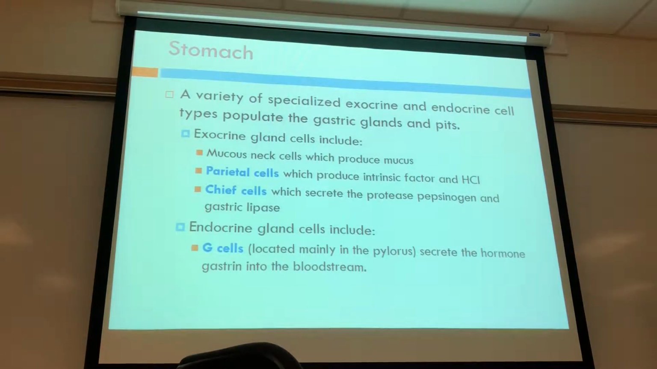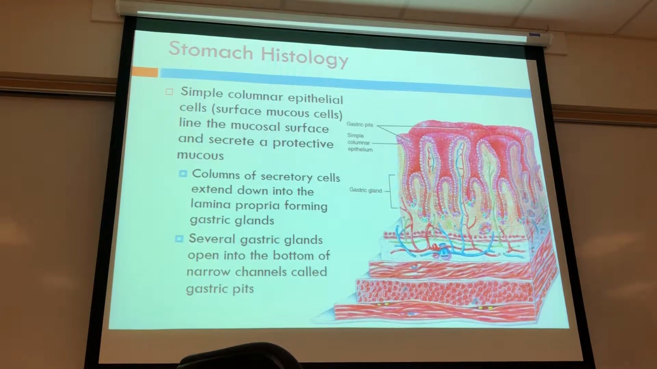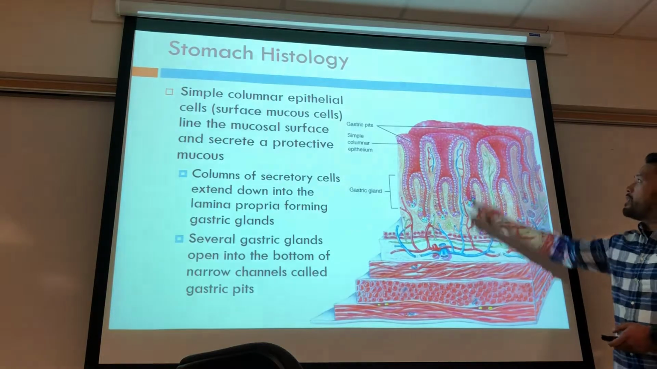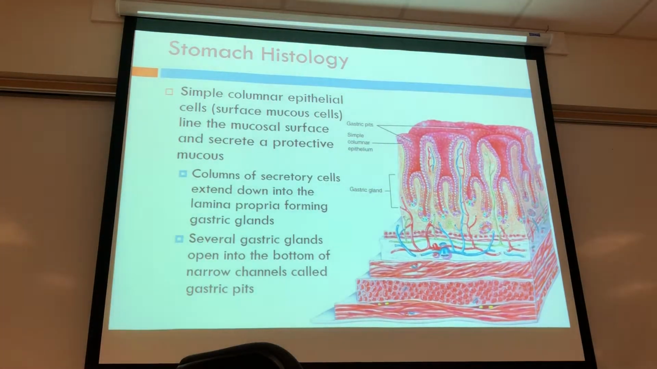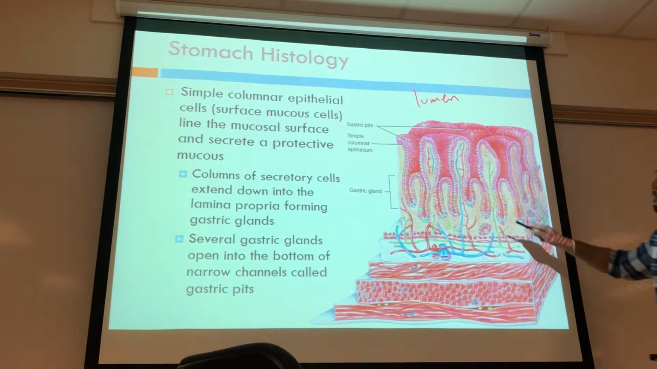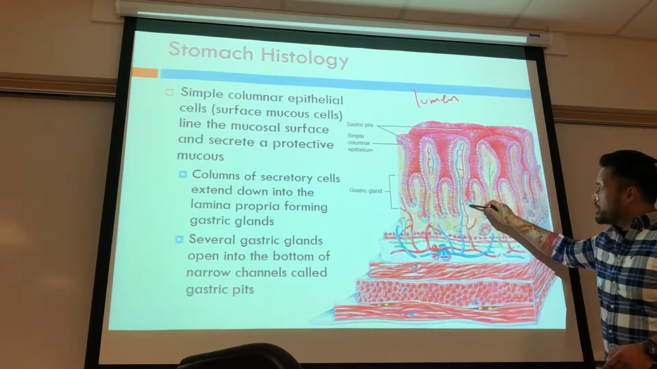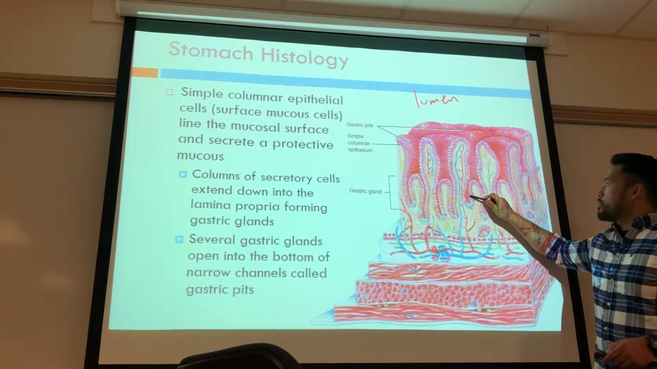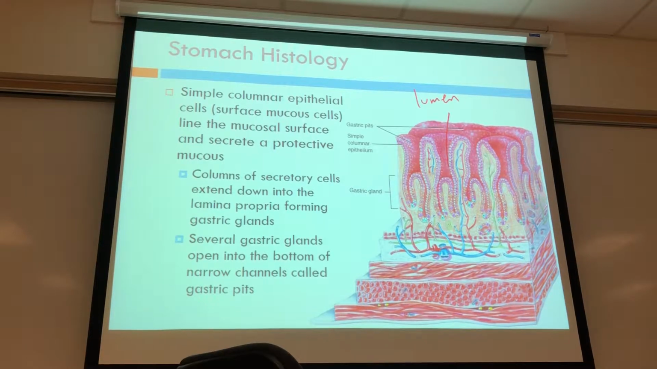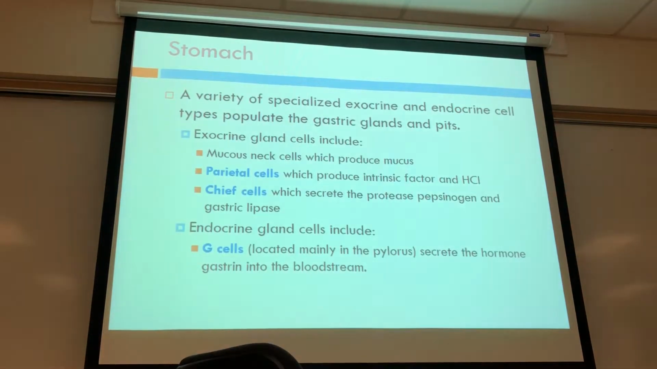So looking at these specialized cells, we have both exocrine and endocrine. We'll first look at our exocrine cells. Why are they called exocrine? Because exocrine, remember, is dumping into the external environment. Given that the lumen of the stomach is the external environment, we're dumping things from within these cells into the gastric pits, which will make their way out into the lumen. So they are exocrine in nature.